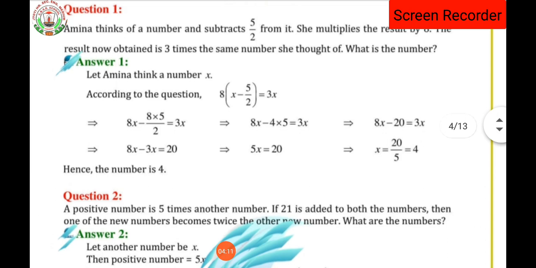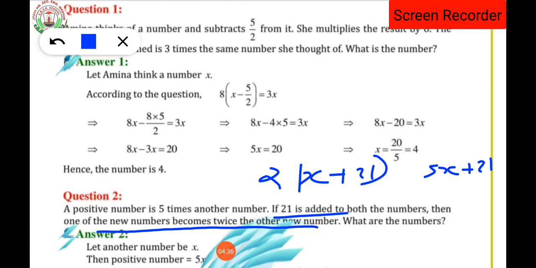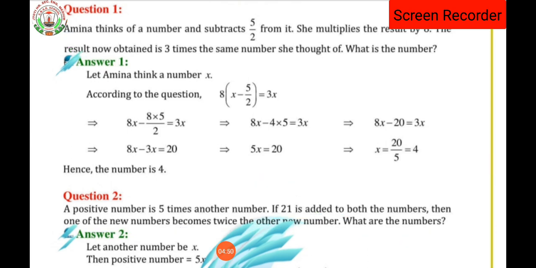Then after that it is said: first number is x, second number is 5x. Then 21 is added to both of the numbers. So x plus 21 and 5x plus 21. Then in the question it is said that one of the new numbers becomes twice the other new number. That means 2 will be multiplied with x plus 21. So it will become 2x plus 42 is equal to 5x plus 21. The equation will become like this.